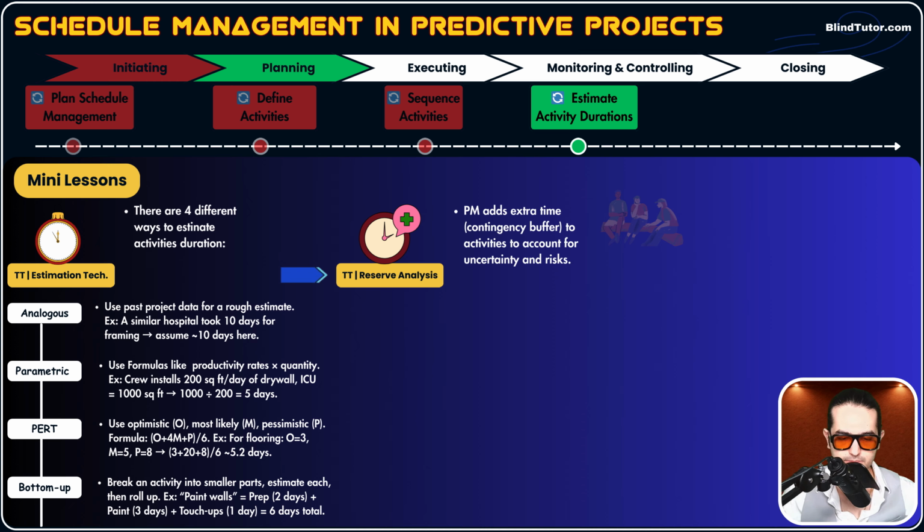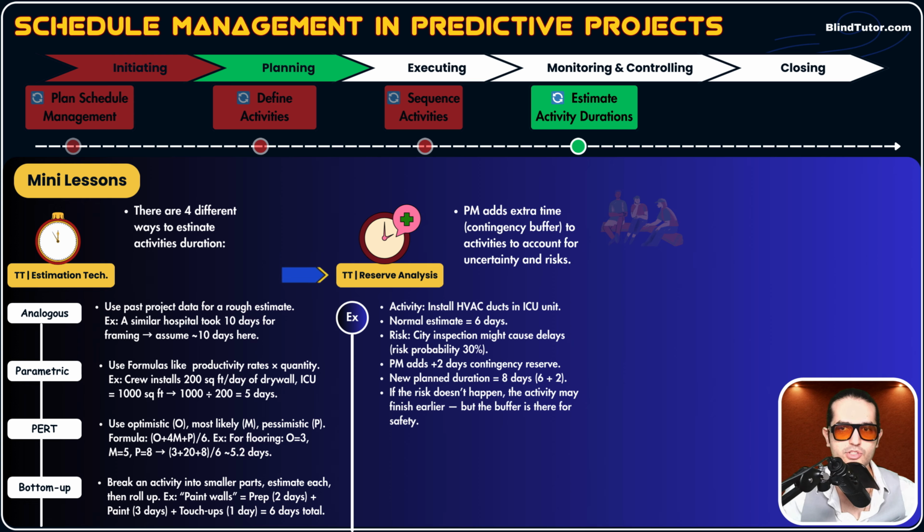Let's elaborate with an example, guys. Let's say we have an activity called install HVAC ducts in ICU unit. This is our activity. Okay, now normal estimation shows us that we could do this activity in 6 days. But we review our risk register, okay? We go to a row that talks about this activity. There's a risk assigned to this activity. What's that risk? That risk is CD inspection might cause delays, okay? And probability of this risk is 30%.